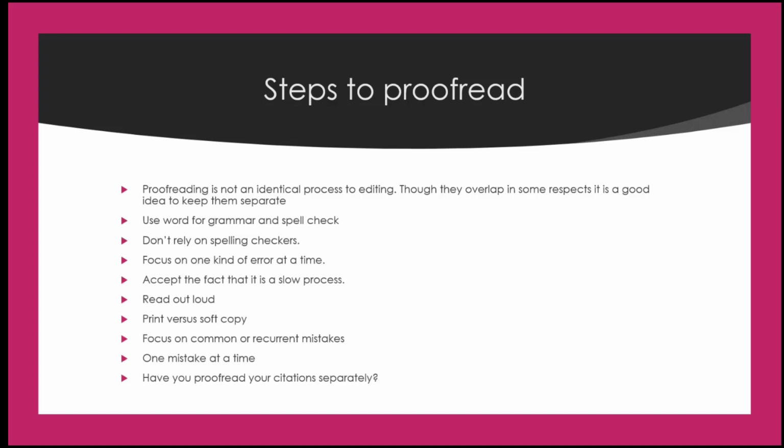So proofreading is not an identical process to editing. Though they overlap in some respects, it is a good idea to keep them separate. So use Word for grammar and spell check. So if you're typing your assignment, the first step to your proofreading is just check your grammar using the Word grammar and spell check. All words highlighted in red or blue should draw your attention to the fact that there could be a grammatical problem. So review that.